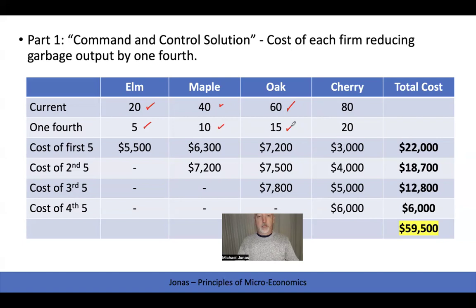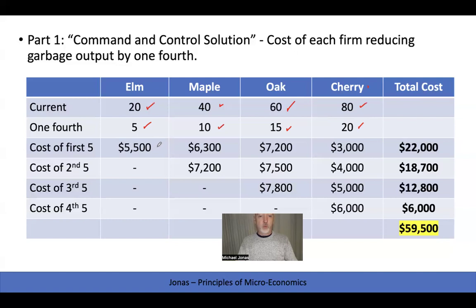It's going to need to clean up 3 chunks of 5. And then lastly, Cherry, the big polluter, had 80 units. 25% of that is 20. So it's going to need to clean up 4 units. So then we can just look at the relevant values on those cost curves.